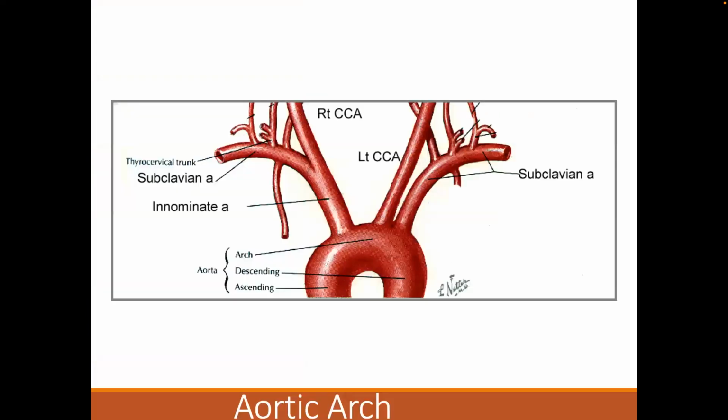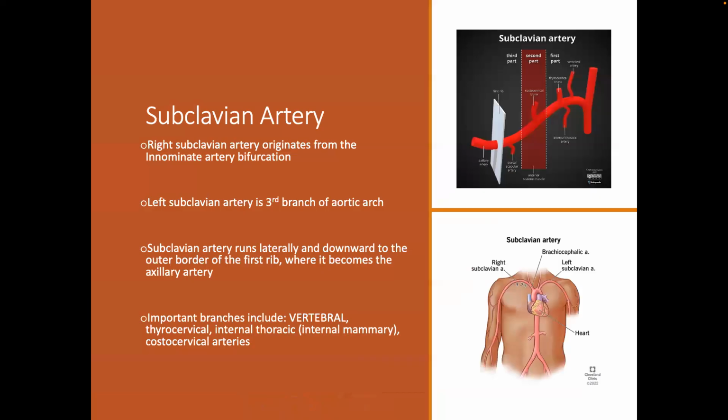Okay, so here is a reminder of where the subclavians come off the aortic arch, the innominate, vertebral and all that. The right subclavian comes off at the innominate, where it branches into the subclavian and the common carotid. The left subclavian is the third branch off the arch, which you guys know already. The subclavian is going to run laterally and down the border of the first rib. It becomes the axillary artery at the first rib.